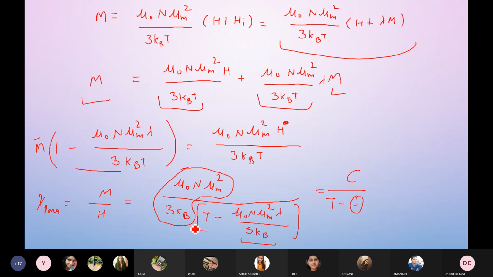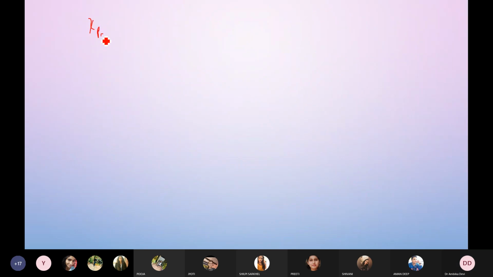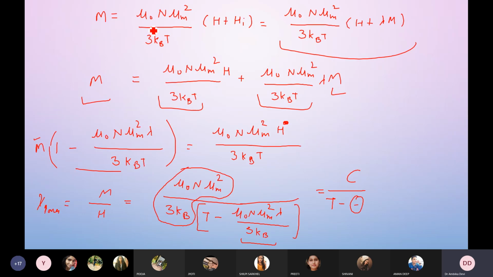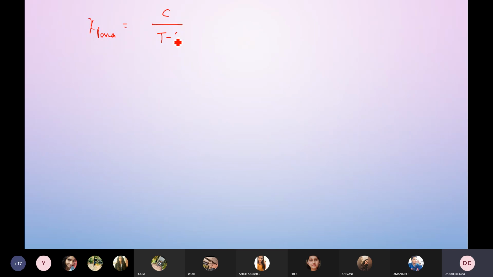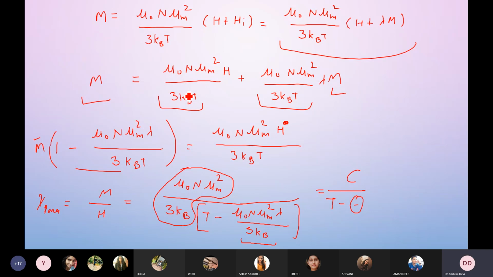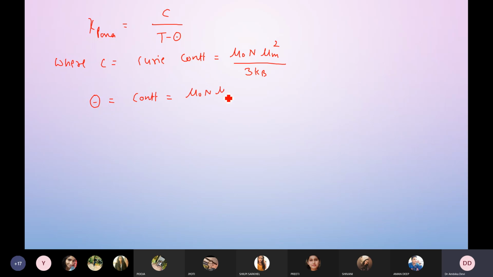Okay, so we can say that susceptibility for paramagnetic materials is equal to C upon T minus theta, where C is Curie constant and its value is mu naught N mu M square divided by 3 kB, and theta is another constant whose value is equal to mu naught N mu M square into lambda, where lambda is the molecular field coefficient, divided by 3 kB, right?